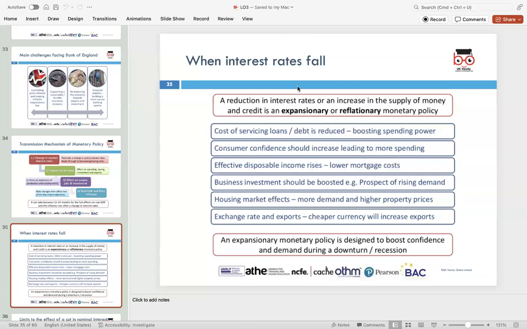When interest rates fall, basically monetary policy that is either expansionary or reflationary is one that either decreases interest rates or increases the amount of money and credit that is available. So as a result of the decreased cost of servicing loans and debts, the ability to spend is increased. The confidence of consumers ought to rise, which will result in more spending.